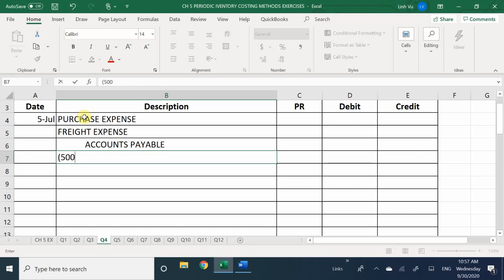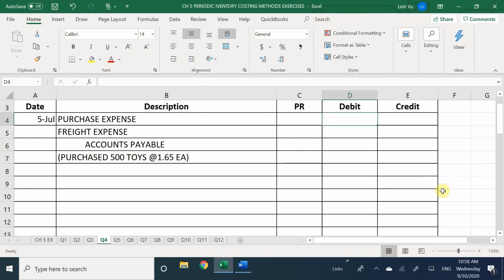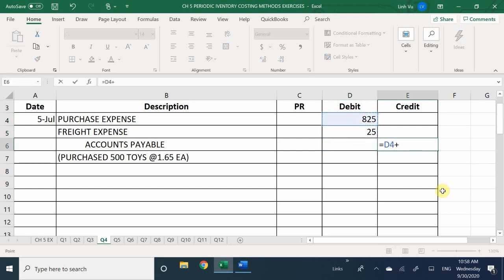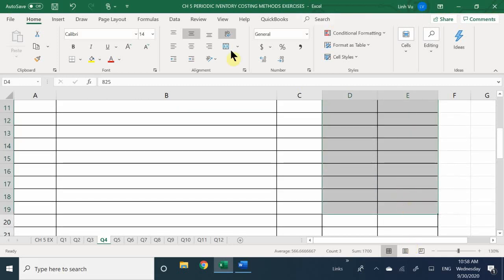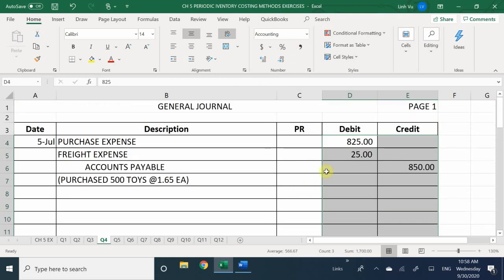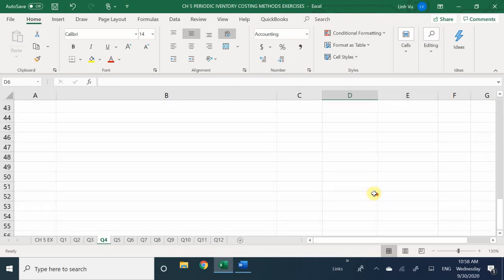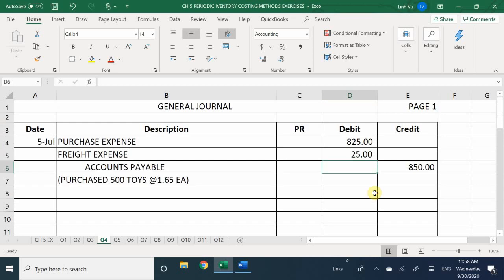And here, I'm going to indicate that I purchased 500 toys at $1.65 each. I'm also going to indicate what that total was. So I know it was for $8.25 plus $25 of freight, which should give you a total of $8.50. Okay. And I'm going to format this. There you go. So now we know that we have a total of $8.50 in my journal.